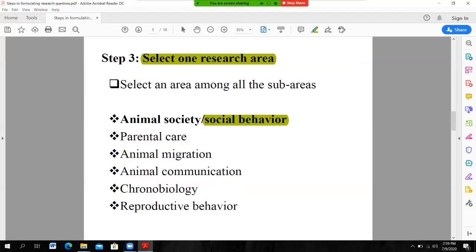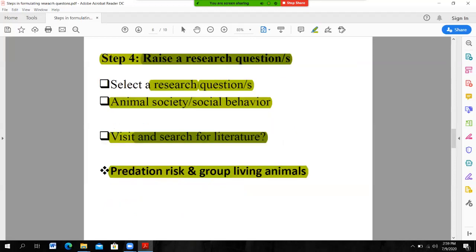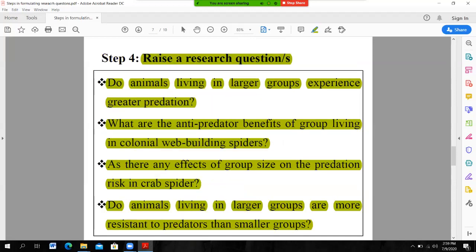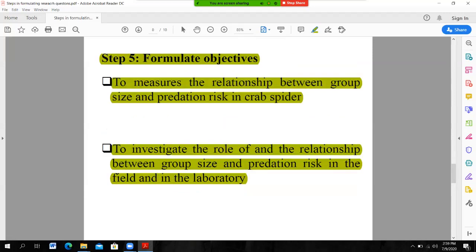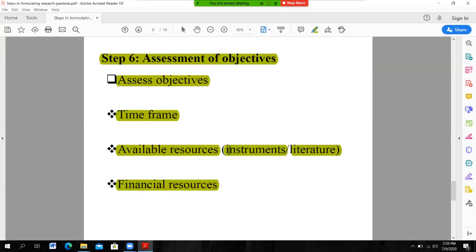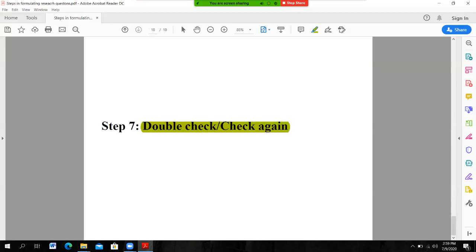Select one research area, so check again whether the researcher actually has an interest in the area of social behavior or not. Whether the research question which has been formulated, they agree or not, and the objectives which are formulated by the researcher. So assess these objectives again and again in the light of these terms: time frame, available resources, and financial resources. So this is what is meant by double check, or checking again and again.